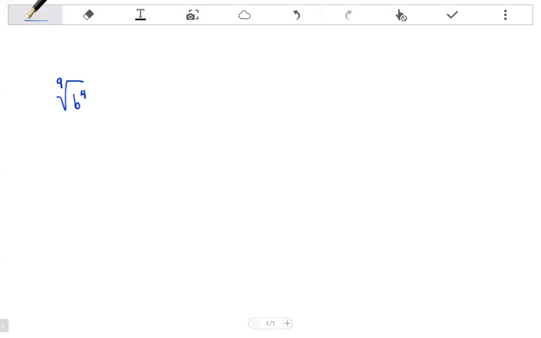첫 번째부터 해보자. 이거 살린이부터 시작해보자. 이걸 exponential form으로 바꾸면 b to the 4/9. 맞았어. 다음 거 바로 해보자. t to the 5/8 and radical form.